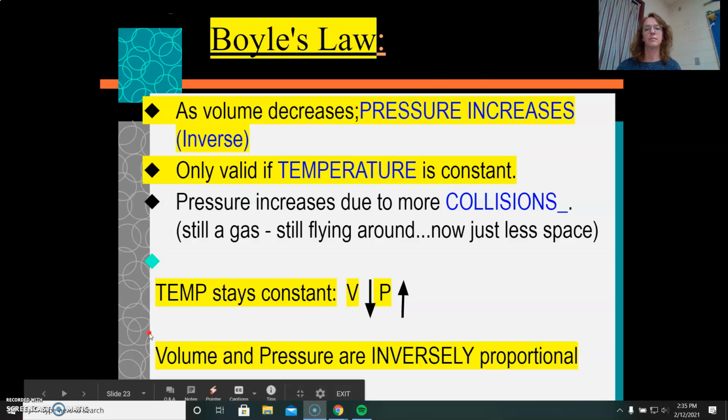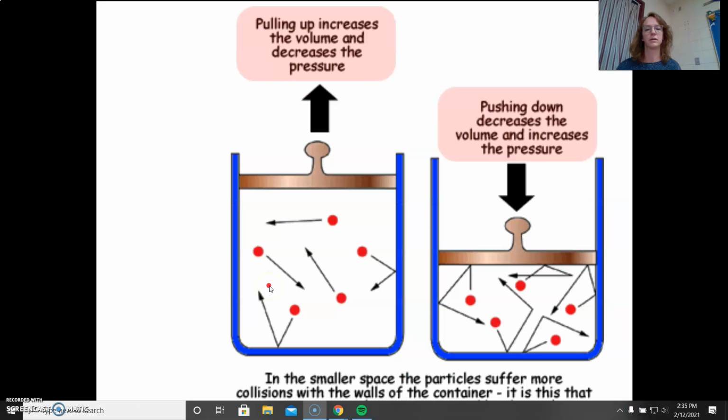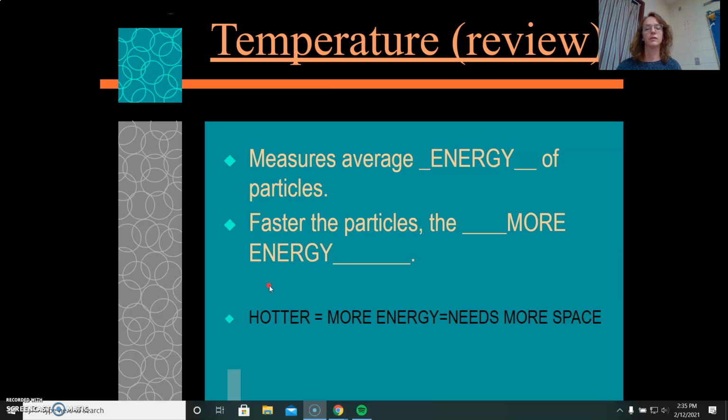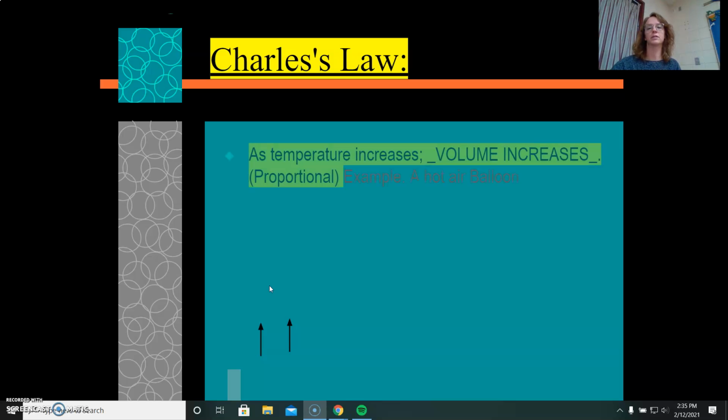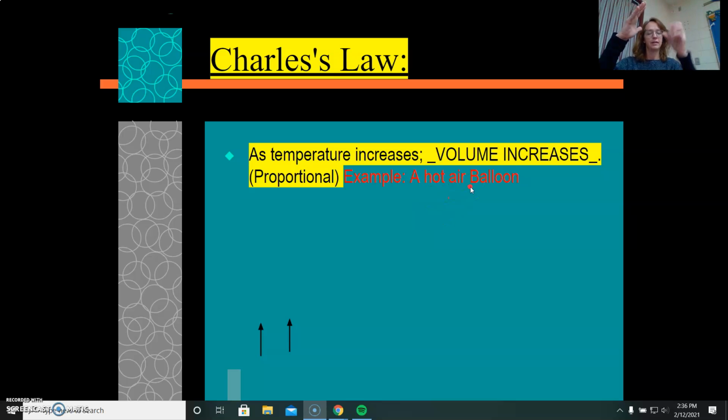Quick review on temperature. I'm going to speed through that. The other gas law we're going to talk about is called Charles' law, and he made a law that shows the relationship of temperature and volume. And again, we already know this. Think about a hot air balloon. When that hot air balloon starts to deflate, they fire up the flame underneath that balloon. That increases the temperature of the air in that balloon and it gets bigger. So as you increase temperature, you're also going to increase volume.